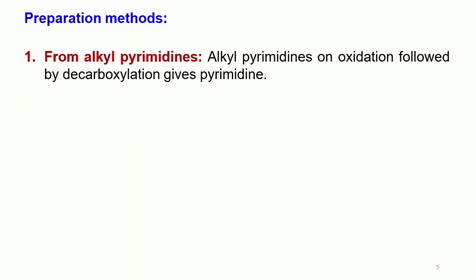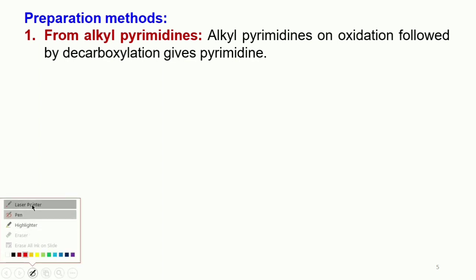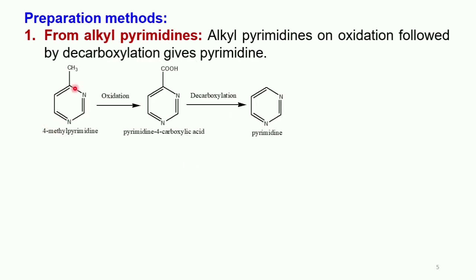Coming to the preparation methods, we can prepare pyrimidine from alkyl pyrimidines. Alkyl pyrimidines on oxidation followed by decarboxylation give the pyrimidine. For example, we take 4-methyl pyrimidine, with the methyl at the fourth position. Upon oxidation, it converts into carboxylic acid, pyrimidine 4-carboxylic acid. This upon decarboxylation gives the pyrimidine. So we can synthesize pyrimidine from alkyl pyrimidines by oxidation and further decarboxylation.